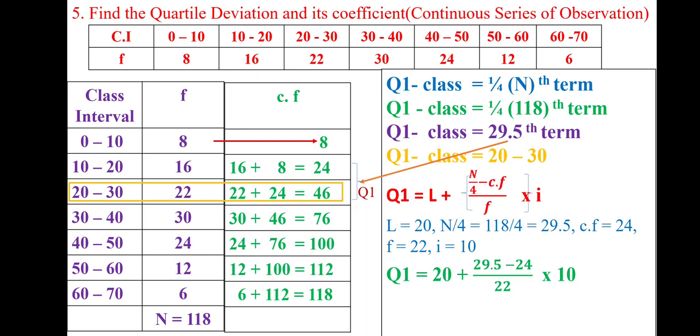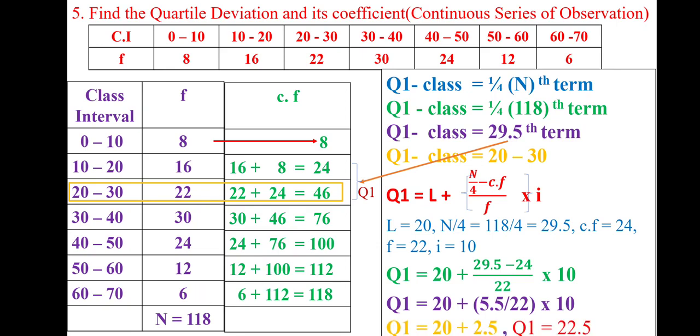So value substitute: 20 plus 29.5 minus 24 divided by 22 into 10. Then simplify, 5.5 divided by 22 into 10, we'll get 2.5. Plus 20 will get 22.5. In this way Q1 will be calculated.